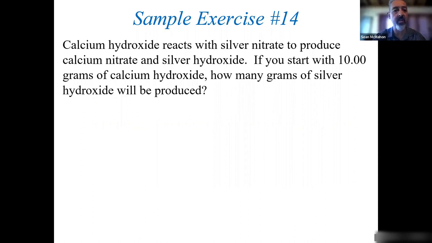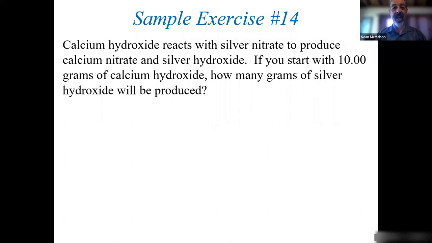Calcium hydroxide reacts with silver nitrate, a chemical reaction, to produce calcium nitrate and silver hydroxide. If I start with 10 grams, they're giving me a quantity in a reaction. How many grams of silver hydroxide will be produced? They want a quantity that's produced. Classic stoich. They give me a quantity that I start with in a reaction. How much do I produce? Because I want efficiency. The problem in this one is, what did they not give me?